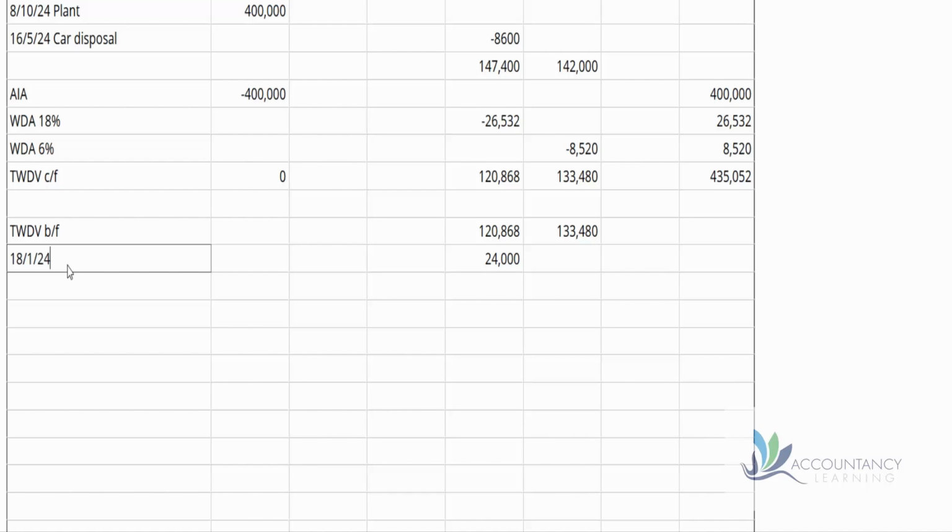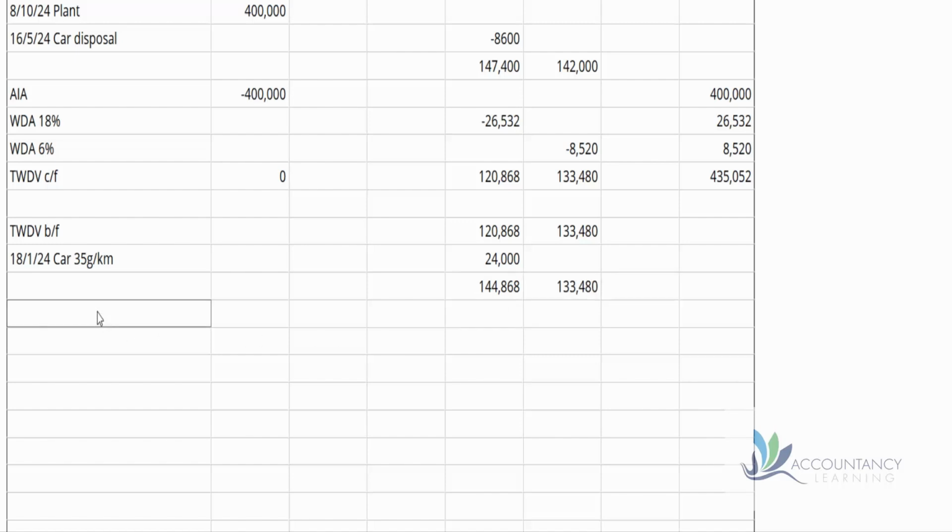So that's the 18th of January, car with 35 grams per kilometre. Okay, so there's no disposal for us to worry about here. So yeah, what we can do now is just work out our subtotals. We've got 144,868 in the general pool, and we've got 133,480 in the special rate pool.